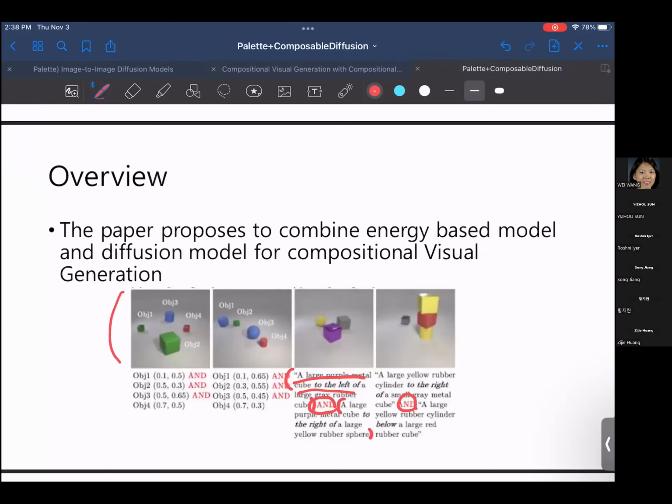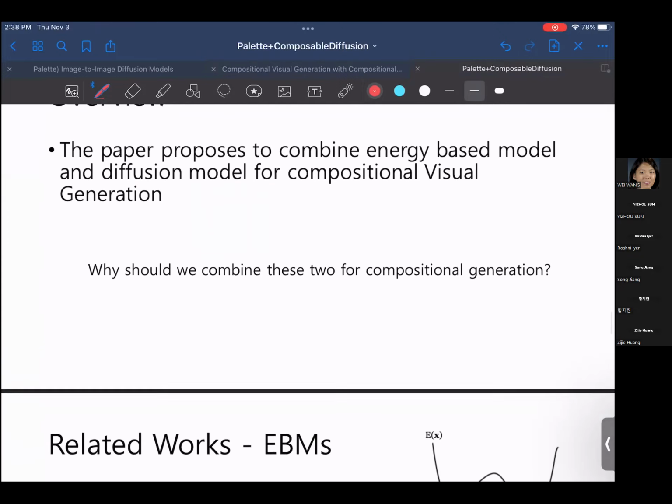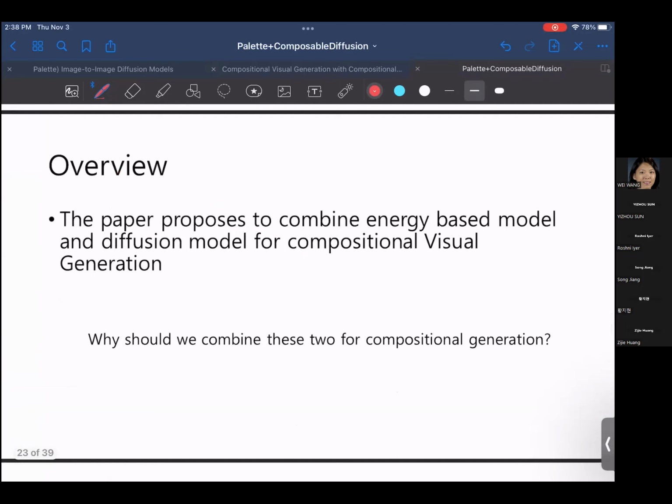Okay, I'll move on. The natural question that can arise from this proposed way of combining the energy-based model and the diffusion model is why we should combine these two, especially why we should bring in the energy-based model as a concept when we want to perform this compositional generation.